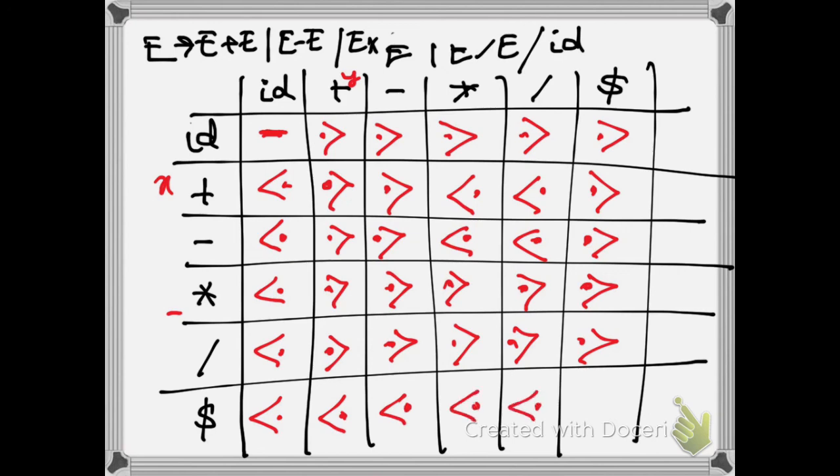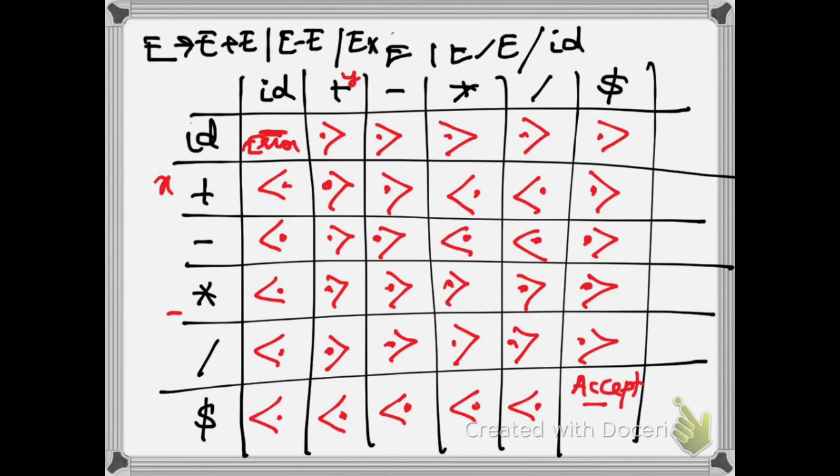And dollar is less than everything else. And dollar with dollar, this is accept. And this is error. And this is accept, because when you get dollar, then your parsing stack is empty and your input string has also been exhausted. So this is the table.